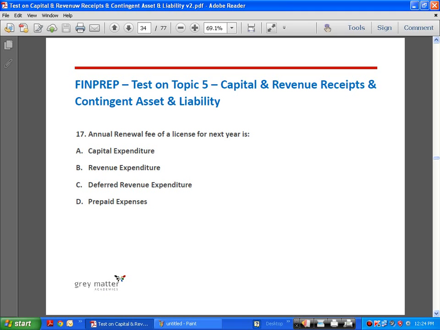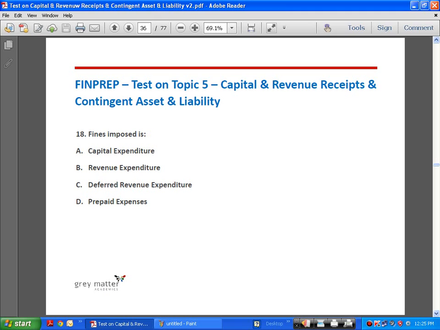Annual renewal fee of a license for next year. Okay, so here is a case where you are paying the renewal fee for the next year in the current year itself. So it is a prepaid expenditure. It is a revenue expenditure, but it is prepaid, right? So prepaid expenses, as we know, will appear as a current asset in our balance sheet. So annual renewal fee of license for next year is prepaid expenditure.